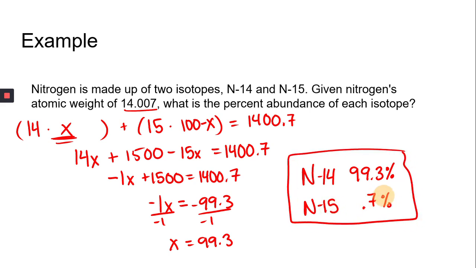All right, now let's see if this makes sense. Well, if the average is 14.007, then the higher percent is going to have to be closer to 14. So my nitrogen 14 should have a very high percent, since the weighted average is very close to 14. It's almost spot on, so it's almost 100%. And then the nitrogen 15 would have a very low percent.